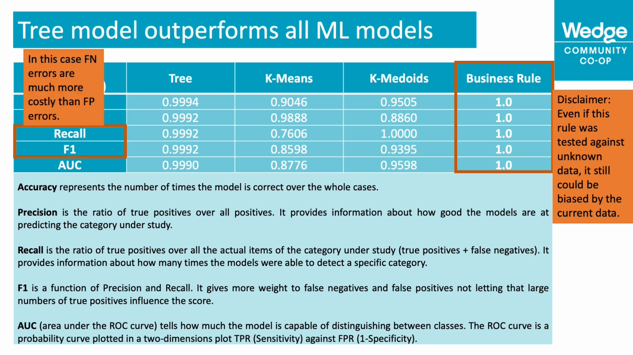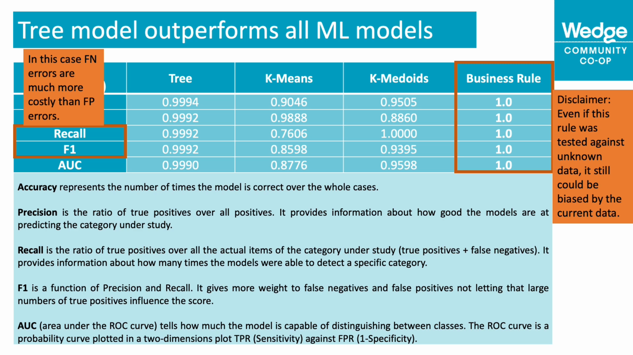In the context of this problem, the false negatives are much more costly than a false positive, because it's not expensive to send an email with a promotion for a customer that is not a target, but it's really costly not to pick a customer that is a target. For that reason, recall and F1 are the most appropriate metrics for this context.